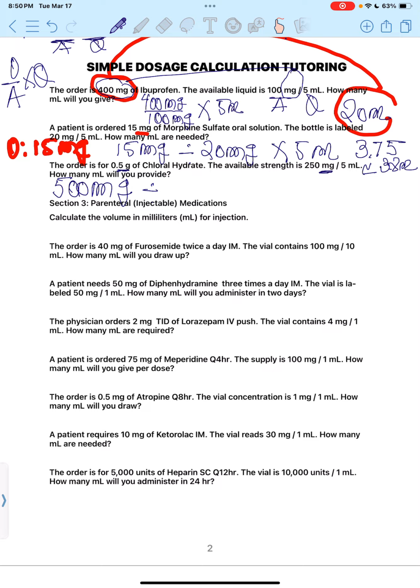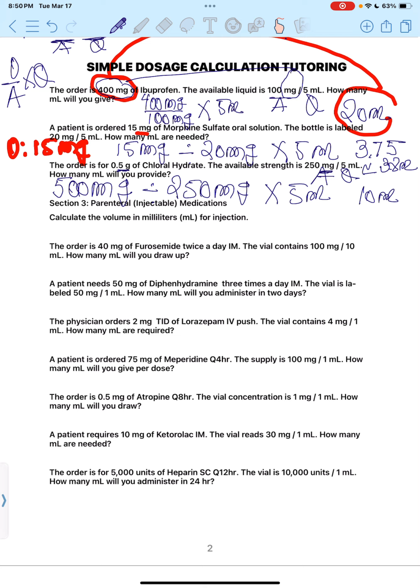I'm going to divide that by my available. Remember, this bundle, they always go together. So 250 milligram. Whatever answer I get, I'm going to multiply that by my quantity, 5 ml. So here you're going to have 2 milliliter. All right? So, let's move on here.